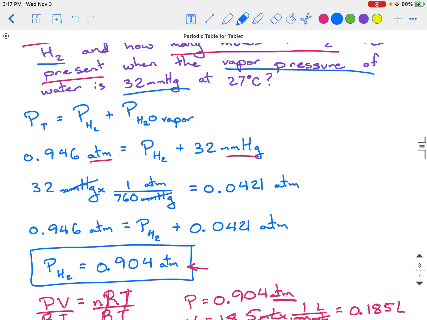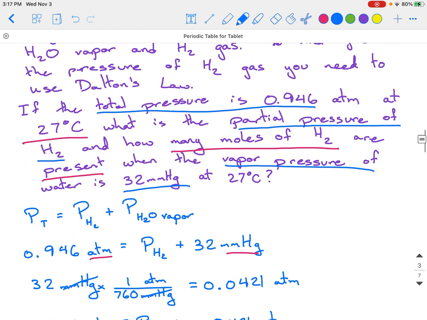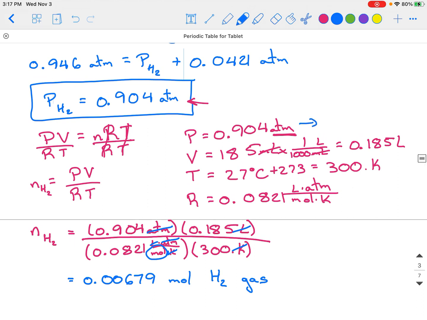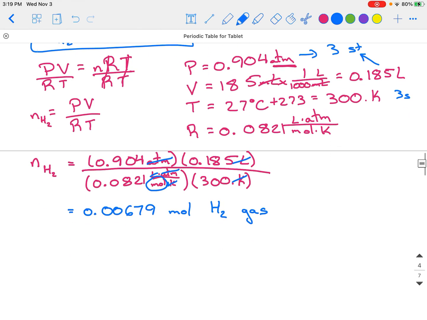Let's see if that's correct sig figs. This one is 3 sig figs. This next one is also 3 sig figs. This one's 3 sig figs, and we don't use R in our decision for sig figs. So this one is also 3 sig figs. So this would be our final answer.